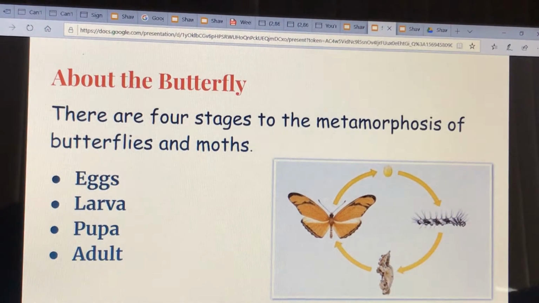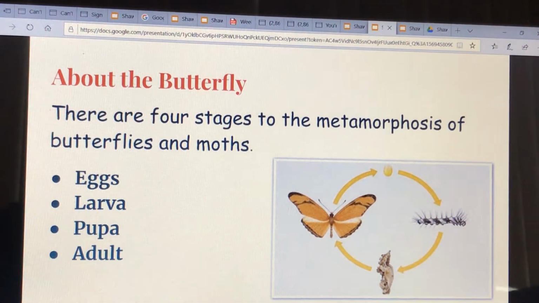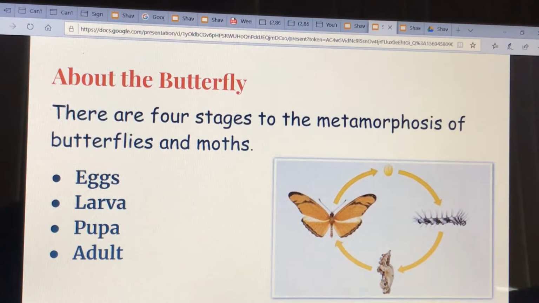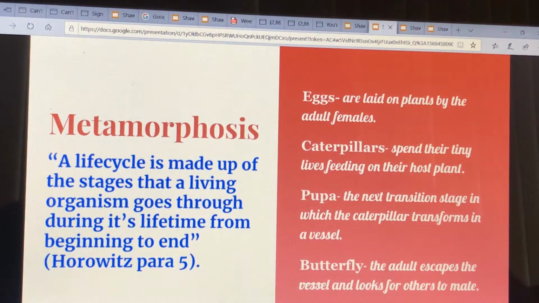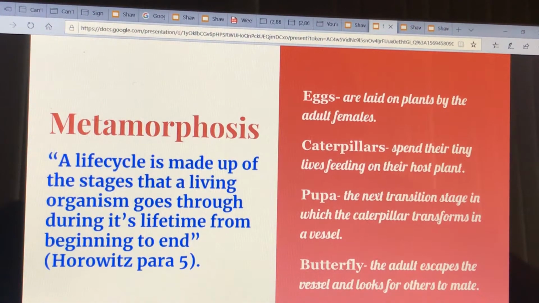I learned that they have 4 stages in their metamorphosis. They start out as eggs, then they become larvae, which we know as caterpillars, then pupa, which is that hard-shelled chrysalis, and then they become the adult butterfly. And this metamorphosis is quite a change.